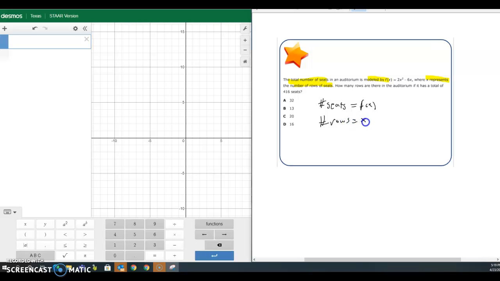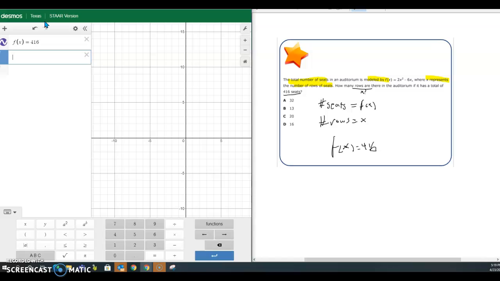So the question is, how many rows are there in the auditorium if it has a total of 416 seats? And if we notice, we said seats was f of x. So what they said is, what is x? How many rows is there? So what is x if we know f of x equals 416? Well, just like the last problem, guys, our calculator can do this math for us, right? So if we know f of x equals 416, I'm going to go ahead and type f of x equals 416.